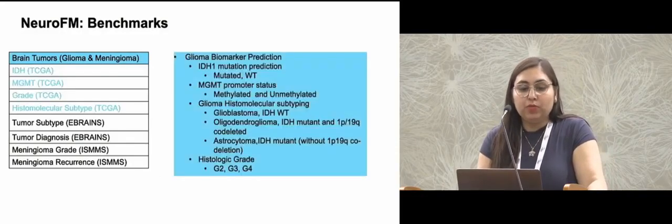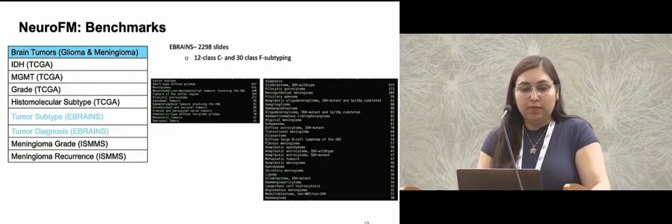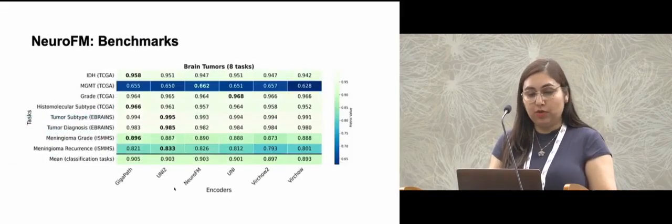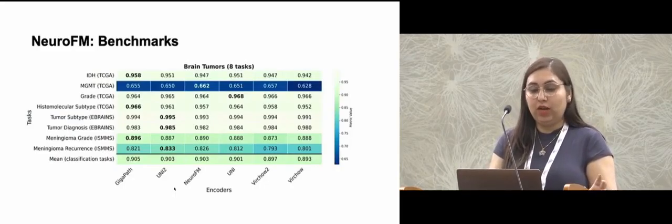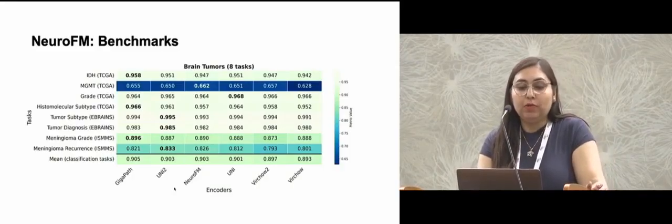Similarly, we tried to look at brain tumors, including IDH mutation, MGMT molecular status, grade prediction, and histomolecular subtype prediction. We also used eBrains data, which is publicly available, and did 12-class coarse and 30-class fine subtype classification. And we also used Mount Sinai data for meningioma grade and meningioma recurrence prediction. So here we saw that GigaPath did better in comparison to others, but the difference is not very significant or large. You can see NeuroFM is 0.903 mean AUC, and GigaPath is 0.905. The main reason behind this is that these general purpose pathology foundation models are trained specifically on cancer specific datasets.